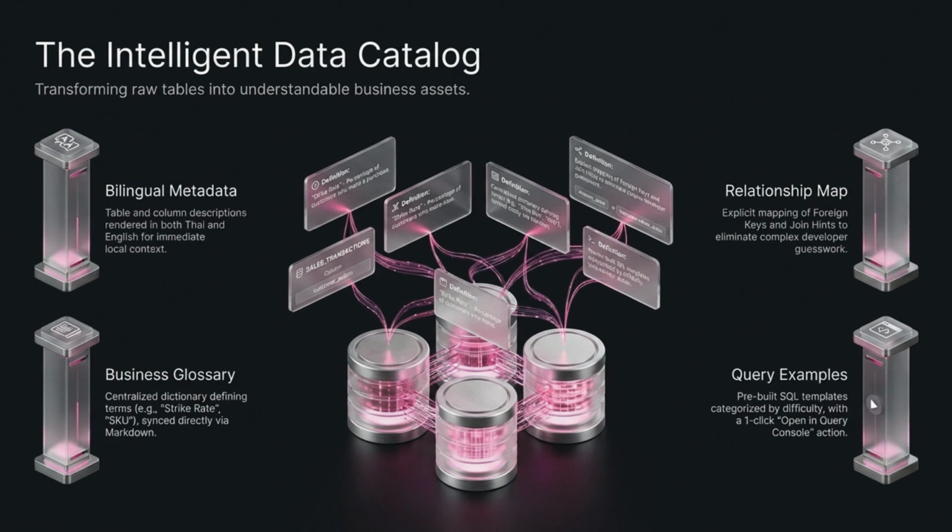Now let's look at how we transform raw tables into understandable business assets. We call this the Intelligent Data Catalog. On the left, we solve the language and terminology gap. With bilingual metadata, everyone gets context in both Thai and English. Our business glossary ensures that terms like strike rate or SKU are defined once and understood by all.